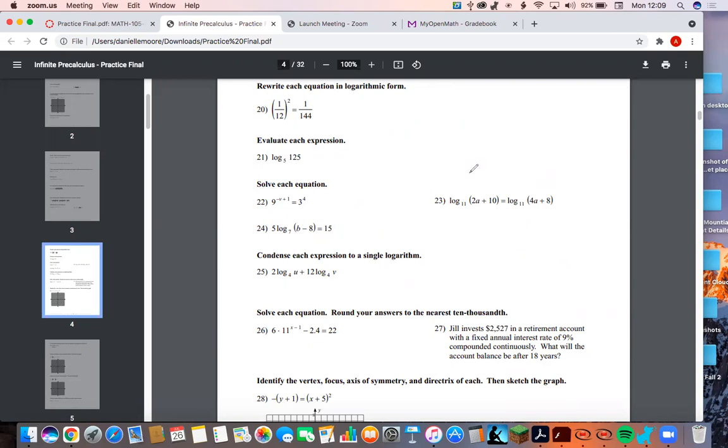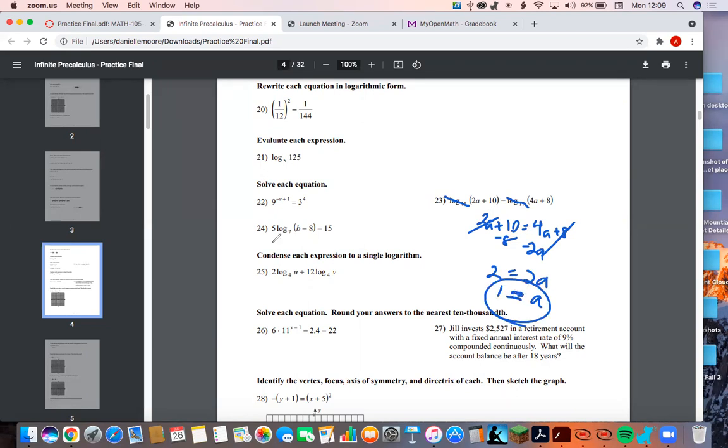Next one, number 23, we have log base 11 of this equals log base 11 of that. You might remember by the same kind of property, very similar logic. Well, that means that 2a plus 10 must be the same thing as 4a plus 8. So we just solve that. 2a plus 10 equals 4a plus 8. Let's see, if I minus the 8 over there and minus the 2a over here, then we have 10 minus 8 is 2 equals 2a, so a must equal 1 is what I'm thinking there.